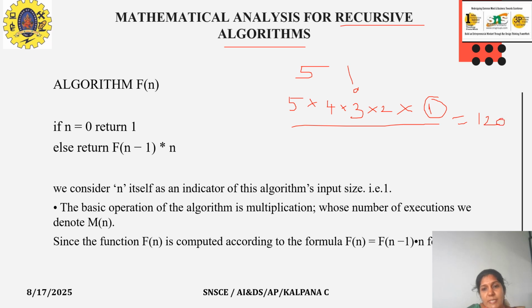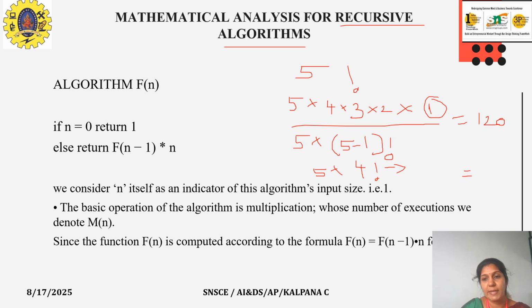So 5 factorial can be written as 5 into 5 minus 1 factorial. Am I right? When I am going to calculate the factorial for 5, I can write 5 into 5 minus 1, and 5 minus 1 is 4, so 5 into 4 factorial. I can write this 4 factorial as 4 into 3 into 2 into 1. So finally I am going to get 120.